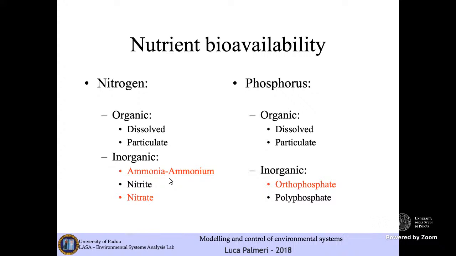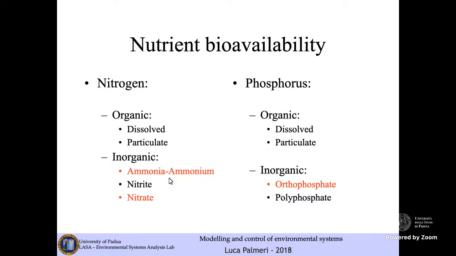A slightly different consideration concerns phosphorus. In the case of phosphorus, again, the organic forms are dissolved and particulate. The inorganic forms are orthophosphate and polyphosphate. Again, for a question of molecular dimensions, orthophosphate is the immediately bioavailable form of phosphorus. Polyphosphates are larger, so we need some more processing in order to make them available for metabolic growth.